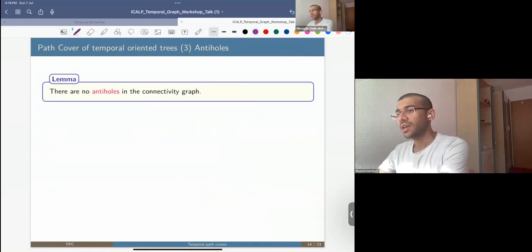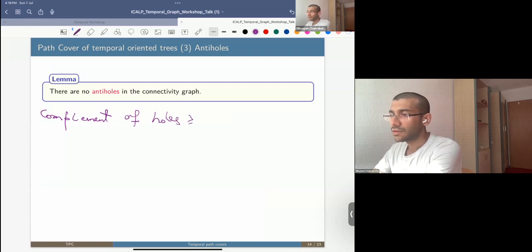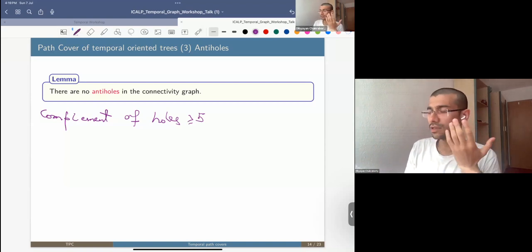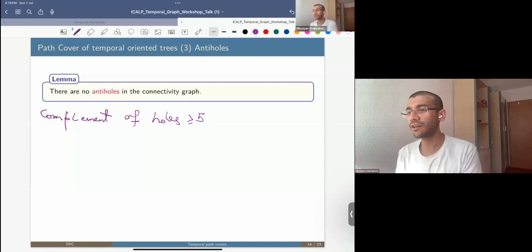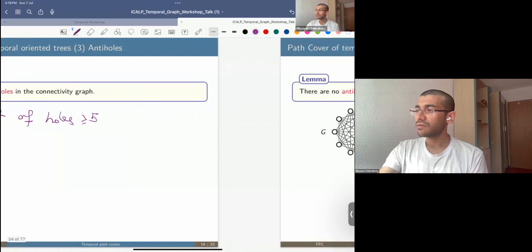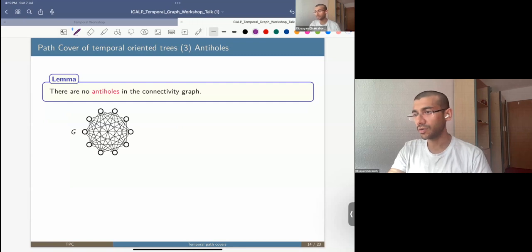So what are anti-holes? They are basically complements of holes of length greater or equal to 5. That's what we call anti-holes. Now, because of the previous lemma, we already know that you cannot have an anti-hole of order 5, because the complement of a 5 cycle is again a 5 cycle. But with some effort, we can show that you do not have anti-holes.